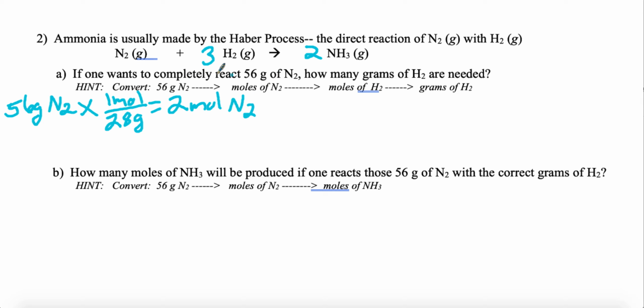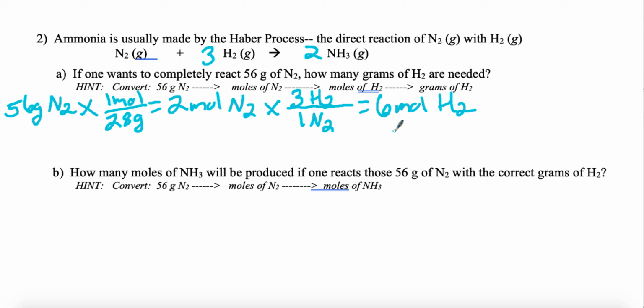Now that I have moles of my substance A, in this case nitrogen, I can turn this into moles of a substance B by multiplying by the ratio. The ratio again comes straight from my reaction. Well, my reaction tells me that every 1 nitrogen requires 3 hydrogens to go with it. So there's going to be 3 hydrogens for every 1 nitrogen, which means if I have 2 moles of nitrogen, I will need 6 moles of hydrogen.